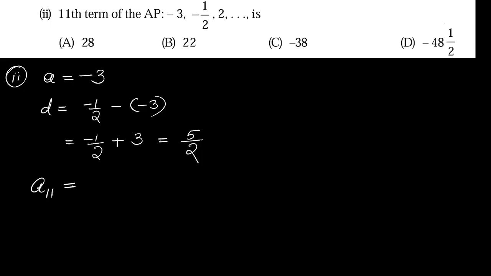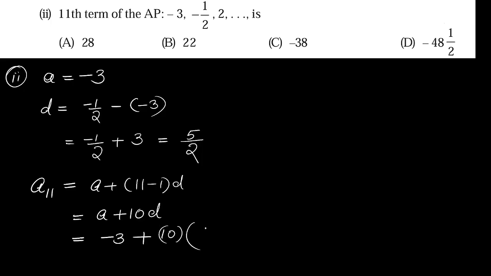Without writing the whole formula, let me avoid some steps. An equal to a plus n minus 1 into d. So a11 will be a plus 11 minus 1 into d, using the formula a plus n minus 1 into d. That is a plus 10d. A is -3. 10 into d, d is 5/2.